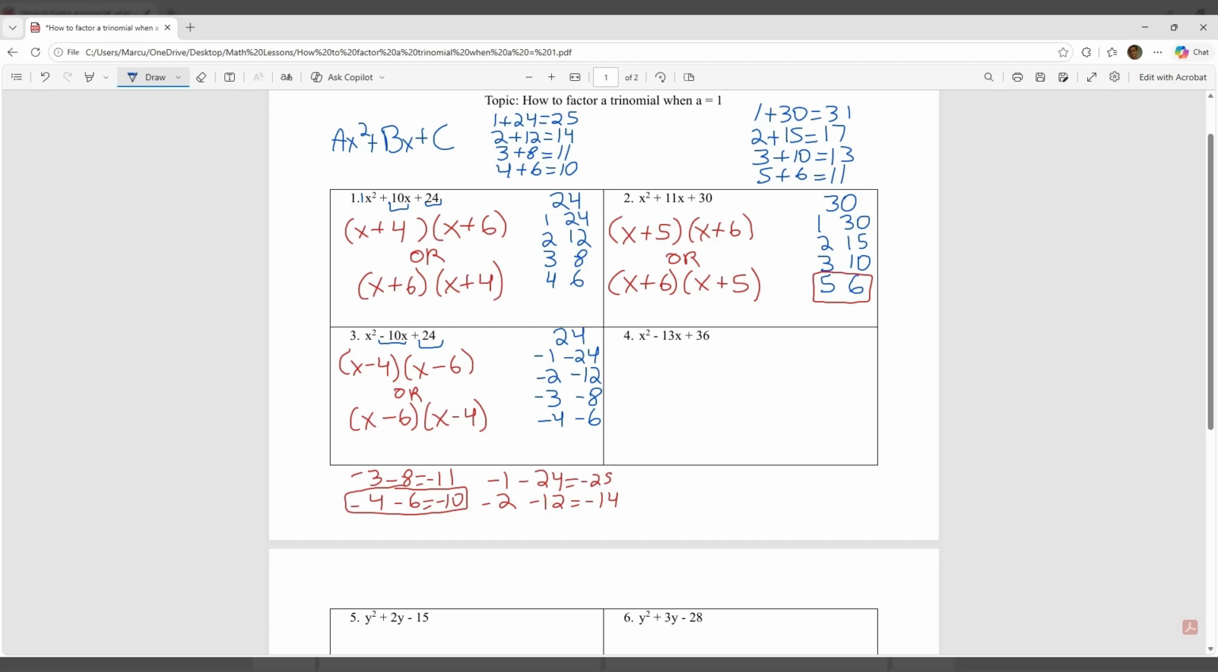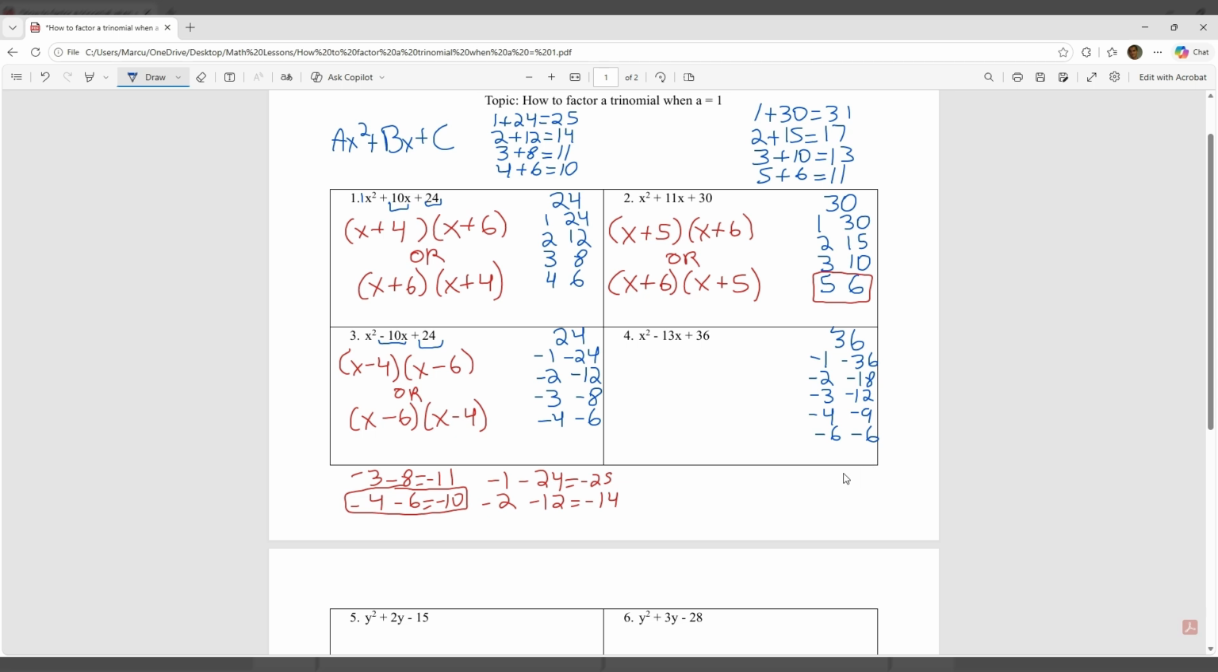Welcome back, everyone. Now we're going to go over question 4. Your C term is 36. So we start with that. Again, keep in mind, both of your numbers must be negative. So negative 1 goes with negative 36. 36 divided by 2 is 18. By 3 makes 12. 4 makes 9. 5 is not going to work. We get a decimal. And then 6, we get another 6.